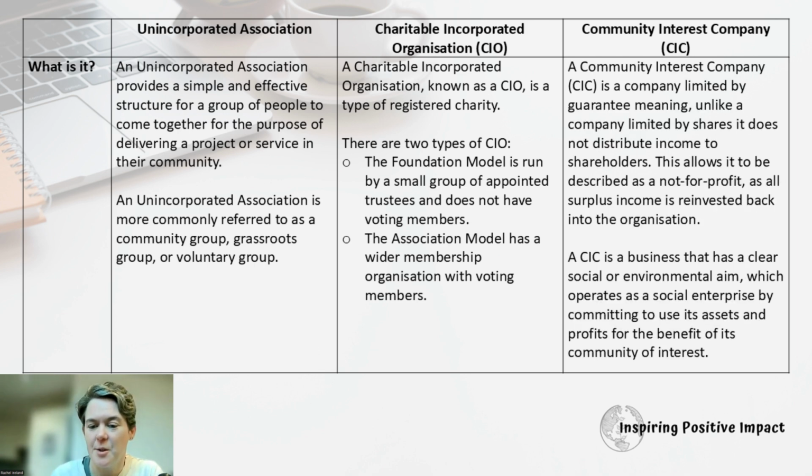A community interest company is a company limited by guarantee, meaning that unlike a company limited by shares, it doesn't and can't distribute income to its shareholders. This allows it to be described as a not-for-profit, meaning that all surplus income is reinvested back into the organisation. A CIC is a business that has a clear social or environmental aim, which operates as a social enterprise by committing to use its assets and profits for the benefits of its community of interest.